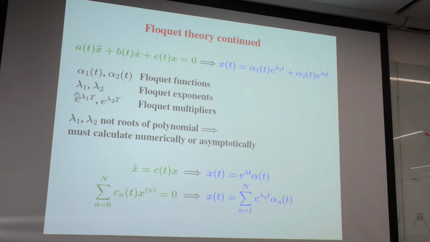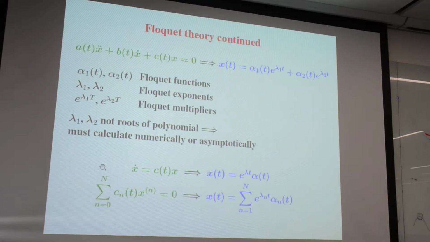The Floquet exponents are not roots of a polynomial. They must be calculated numerically or asymptotically, and this is true in general. If you have a first order equation with a time periodic coefficient, then it is an exponential times a function which is periodic, and it's true for any order.